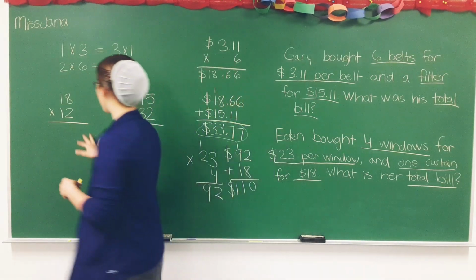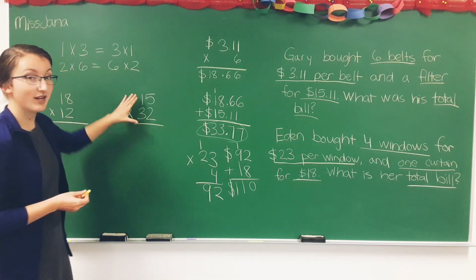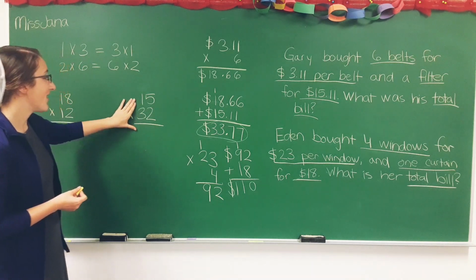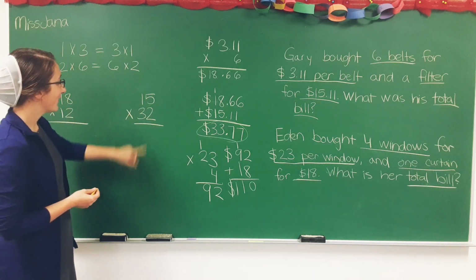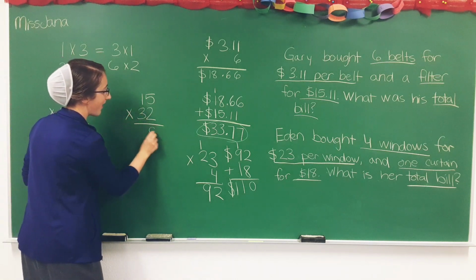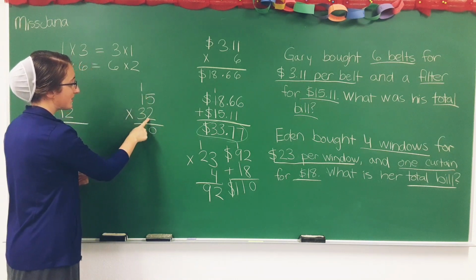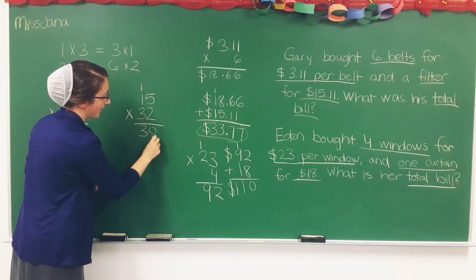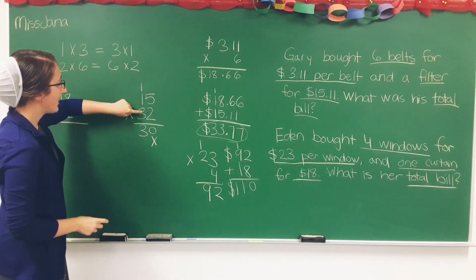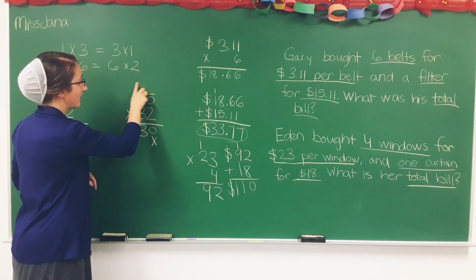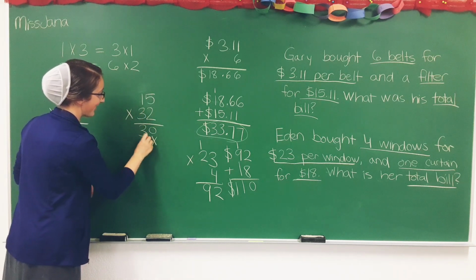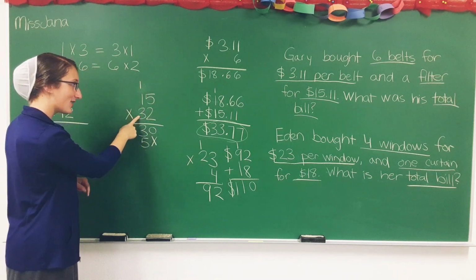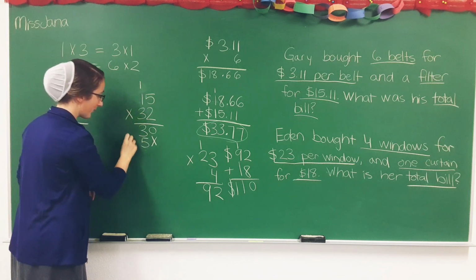We're going to first do our 2-digit multiplication, and then I will teach you how to check them. So 5 times 2 is 10, 1 times 2 is 2, 2 plus 1 is 3. And put an X down here. 5 times 3 is 15. Oh, wait. 5 times 3 is 15. 1 times 3 is 3. 3 plus 1 is 4.